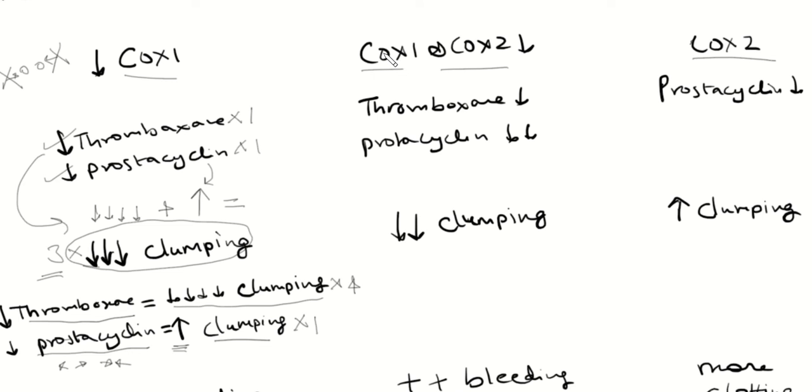So because it's a COX-1 inhibitor, it's going to decrease the thromboxane clumping by 1, right? So it's going to decrease thromboxane by 1. So the clumping is going to go down by a factor of 4. Yes, perfect. Now, because it's inhibiting COX-1 and COX-2, it's going to inhibit that prostaglandin pathway and prostacyclin pathway. COX-1 is going to inhibit by 1 and COX-2 is going to inhibit it by another 1. So it's going to decrease the prostacyclin by a factor of 2.